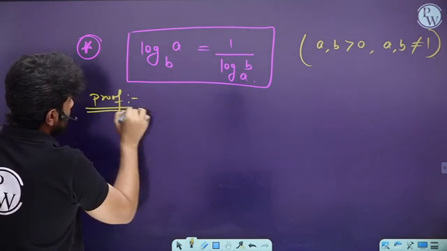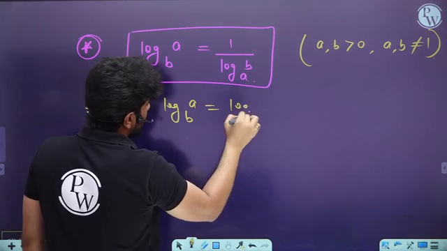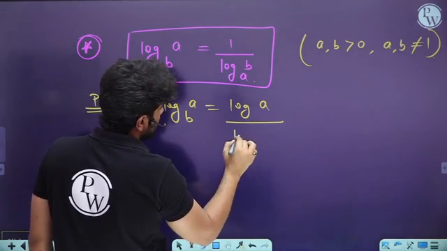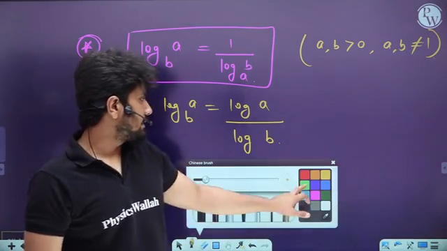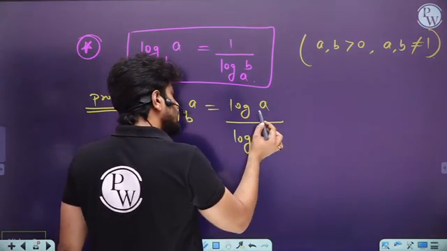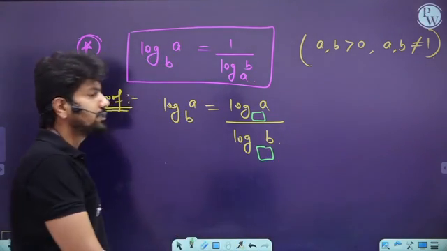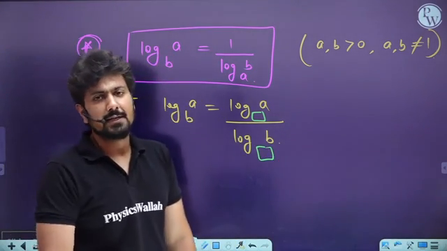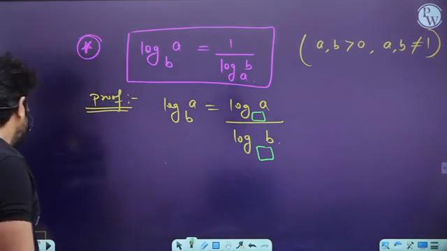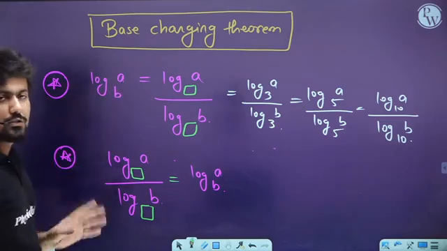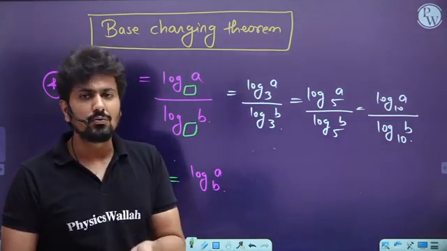So we know that we can write log a to the base b as log of a upon log of b. We already know this. We can choose any common base over here, whatever we want. This is the base changing theorem. We are not going into the proof of the base changing theorem. I have directly told you what the base changing theorem is, because you don't need to know the proof.